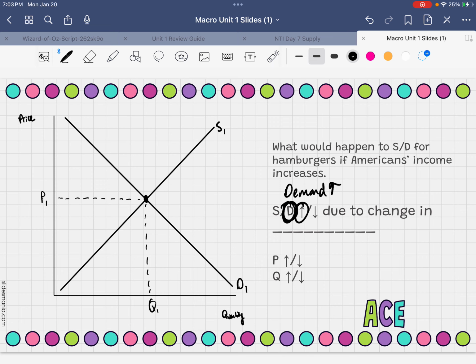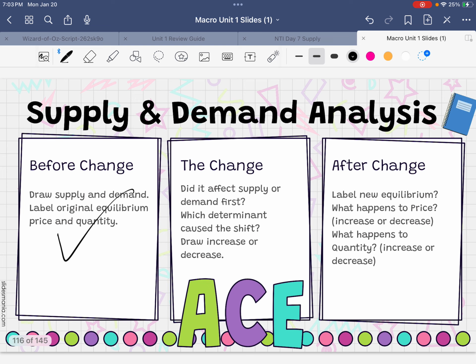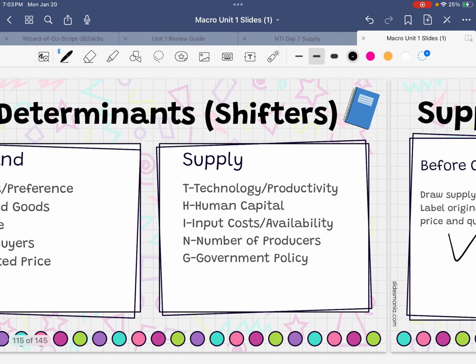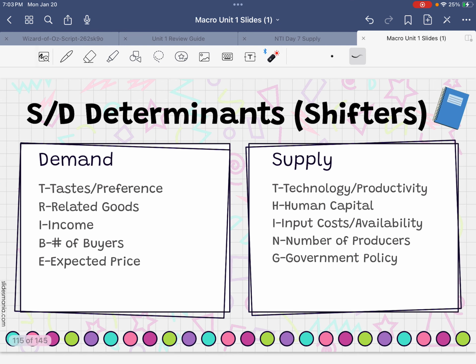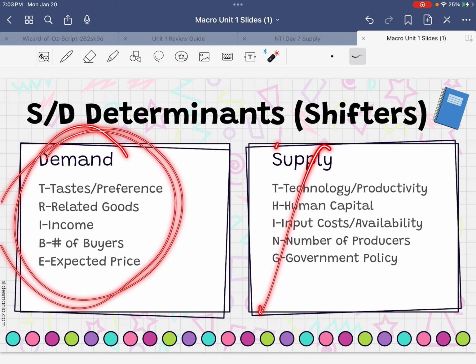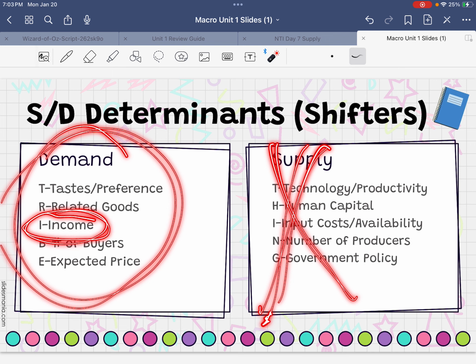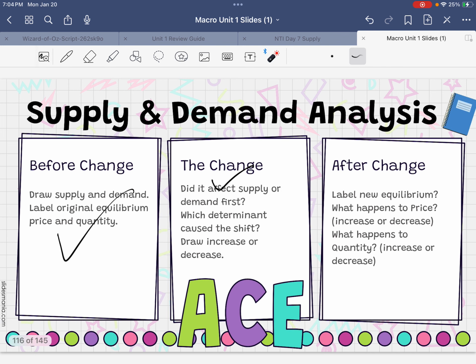So I'm going to write D goes up, demand goes up, due to a change in what? We haven't even done the graph yet. We're still on this part. Does it affect supply or demand first? We did that. What determinant caused the shift? We have to go back to our TRIBE. We said demand, so we're only going to look at TRIBE. We're not going to look at THING because we said demand changes. Which one means income increases? Okay, well, that was an easy one. Income. So we have now determined the shift. Check.